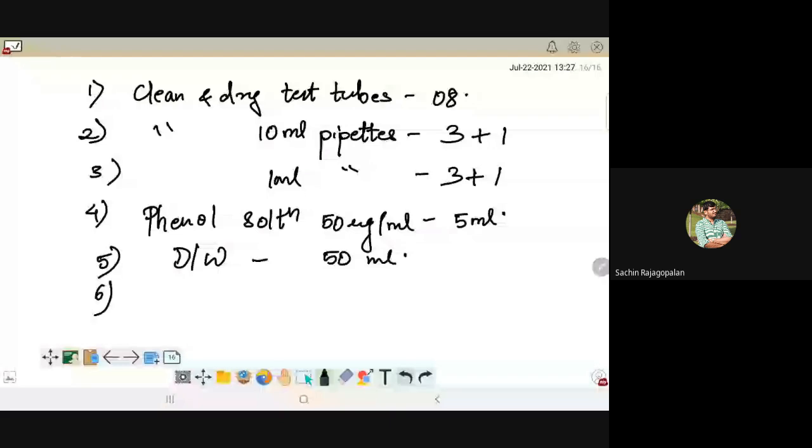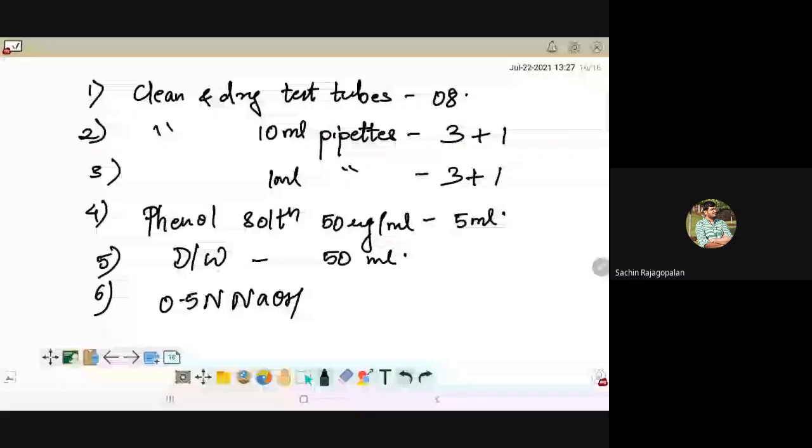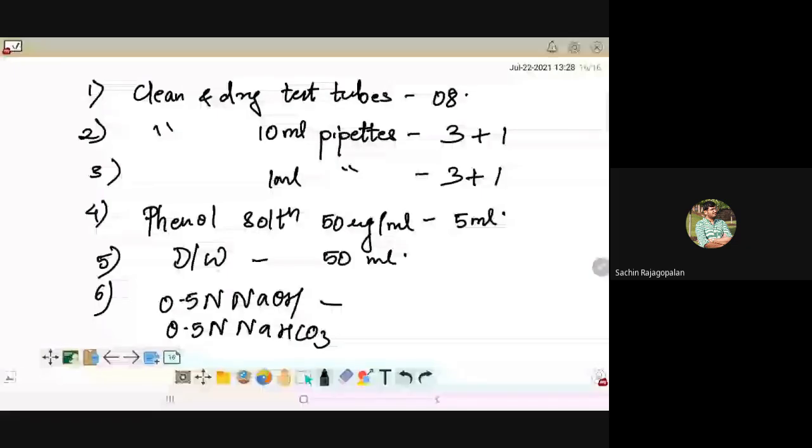Then you need 0.5 normal NaOH. Right? Then 0.5 normal of NaHCO3. So NaOH 0.8 in all tubes. You have 8 such tubes. So how much of it will be needed? 6 ml के करीब. So you can ask for 10 ml. And NaHCO3 you have 1.2 per tube. That also you can ask for 10 ml.